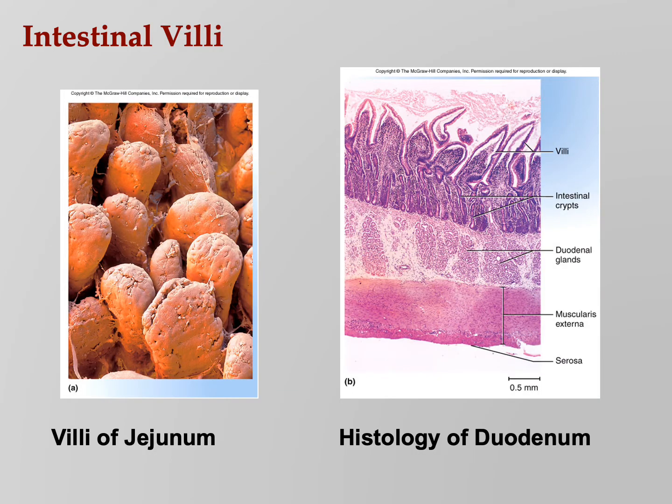Here you see close-ups of villi and the jejunum, and then here in the histology slide, you can see the duodenal glands down there. See them? Look closely. You can see those layers we've been talking about, the serosa, the muscularis externa. There are the duodenal glands. There are the intestinal crypts and the villi. Okay, that's the way they actually look.